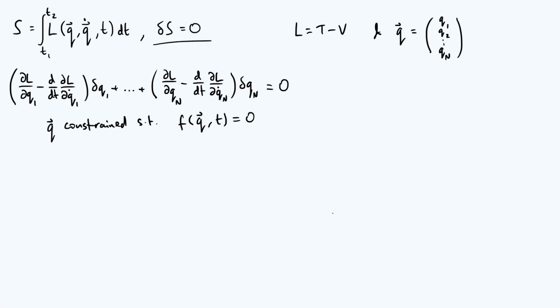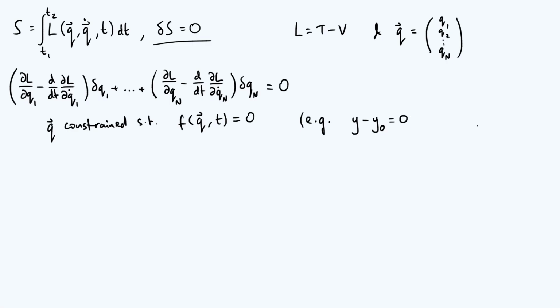Let's think about a couple of examples of where this might apply. Let's say you have a 2D system where your generalized coordinates are just Cartesian x and y, but maybe your system is constrained so that your particle can only move in the horizontal direction. Then your y coordinate is a constant, and you could write that as, let's say, y minus y0 equals 0, where y0 is just a constant number.